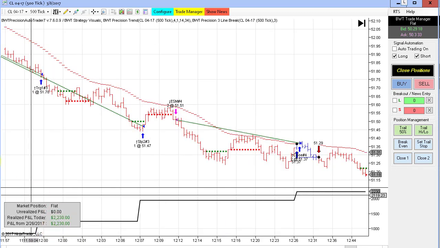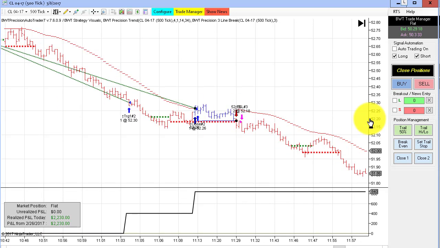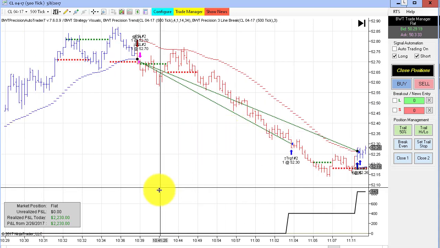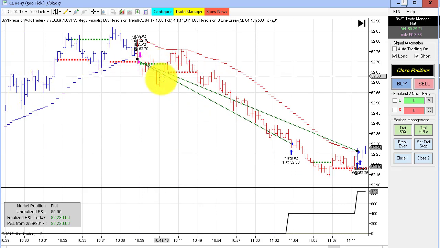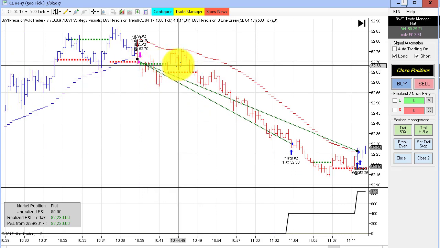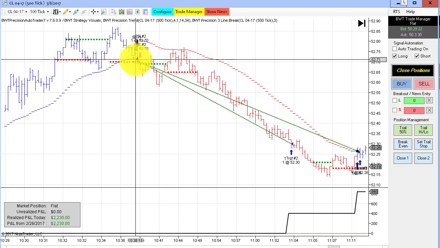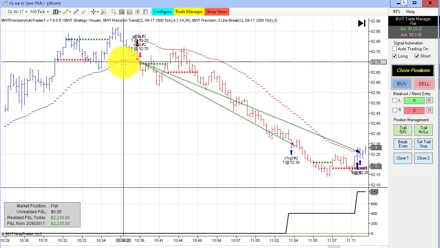This is also using our line break algorithm, so interesting to note how the logic of the line break algo can use the BWT trend indicator to filter the trades. So we got filled on our limit order here to go short. Here's your line break signal.